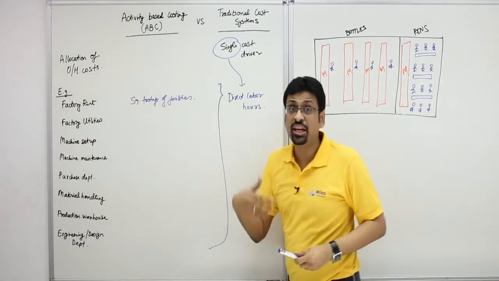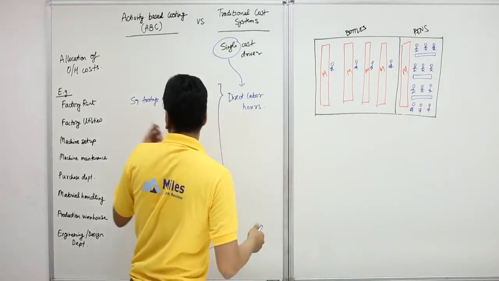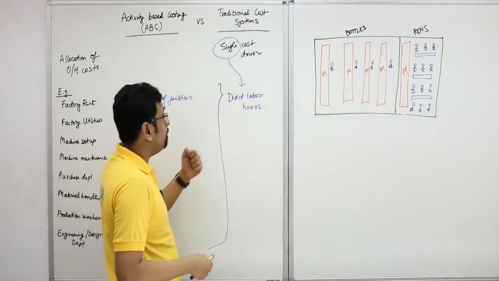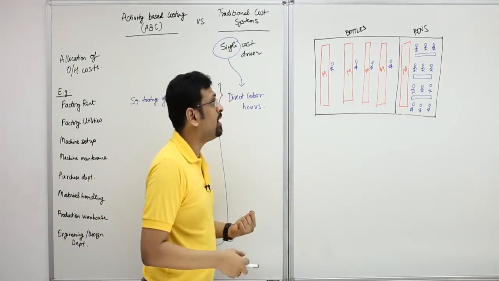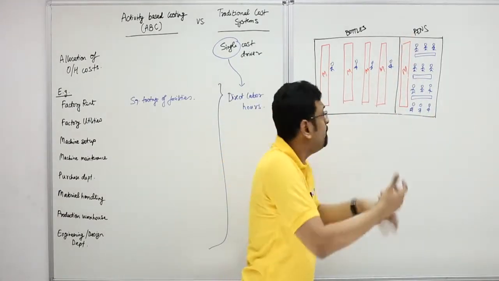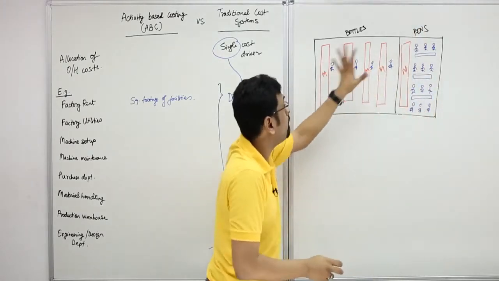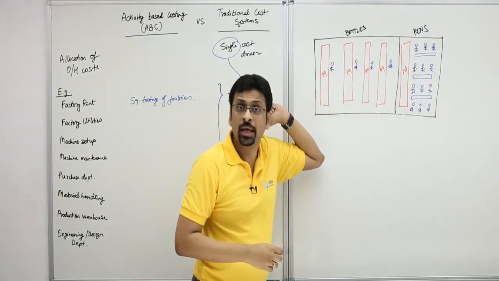Let's talk about factory utilities. Let's say the electricity bill. Now, if you allocate electricity bill on the basis of direct labor hours, naturally the pens product line, they're going to be getting most of it because they employ more workers. So you got 3, 6, 9 and 12 workers here compared to 4 workers in the bottles product line.